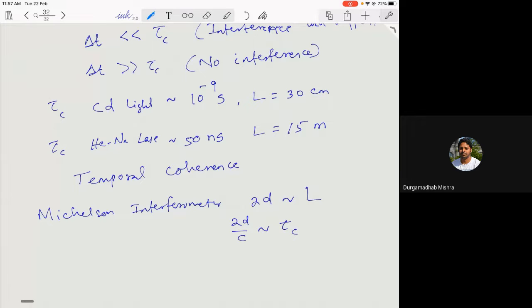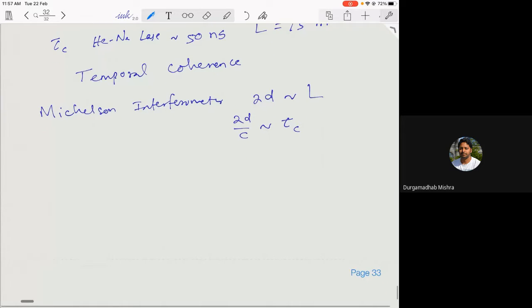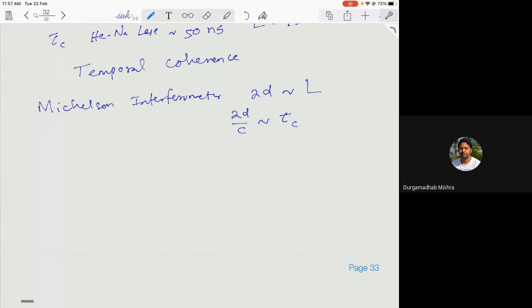Then there is another kind of coherence that some of you mentioned when we discussed Young's double slit experiment. One consequence of this, you can actually derive how monochromatic your wave is. Monochromatic means it should have a single wavelength. But most of the time you will see that your wavelength is not always one value. There can be a spread in the wavelength.